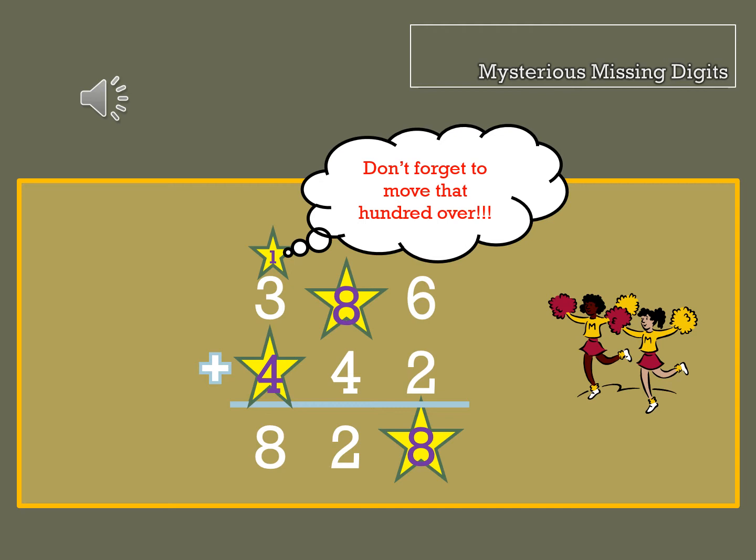We traded in for 100. Now we know that 3 and 1 is 4. How many more hundreds do we need to get to 8? We needed 4 more. So, remember, we don't forget to move that 100 over because you cannot put 2 digits in one place in your numbers. You must regroup and move it over. All right, continue on to the next problem, and let's see how you do.